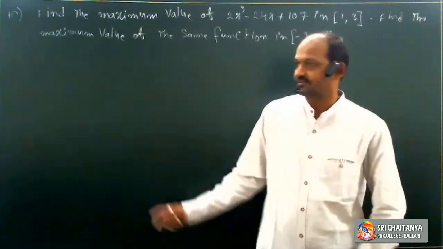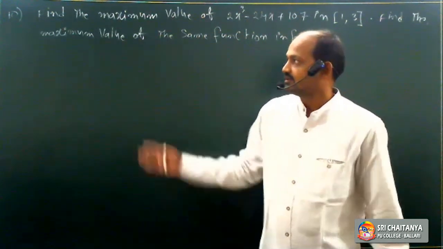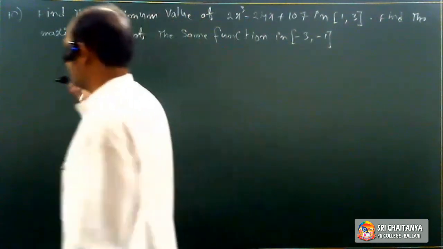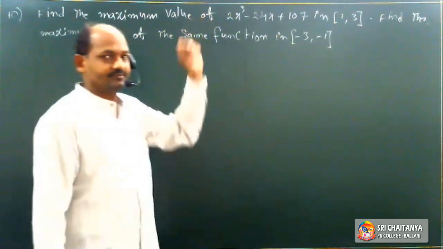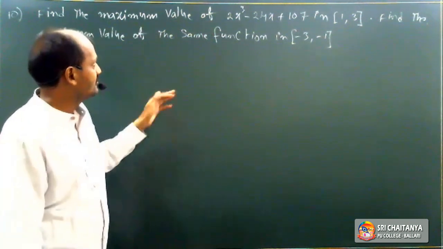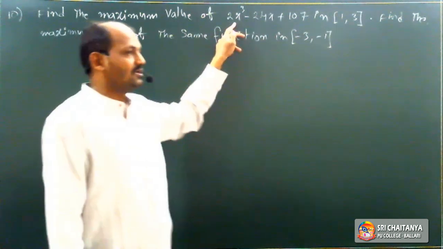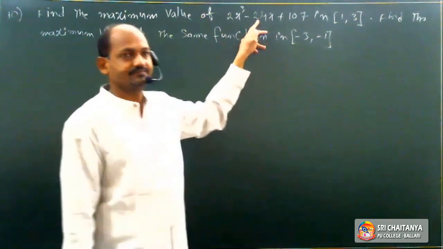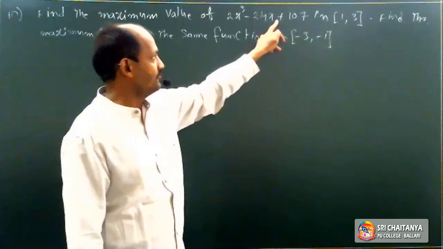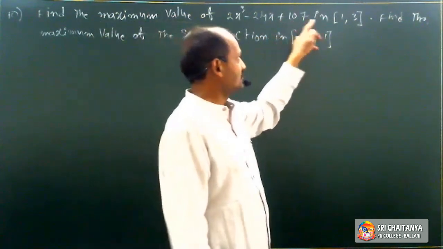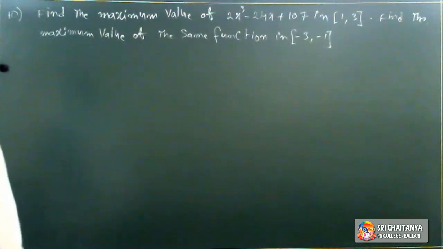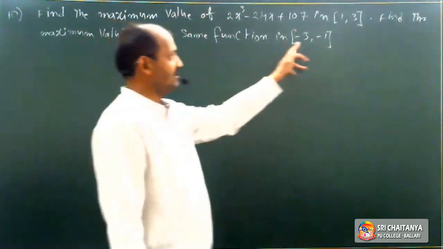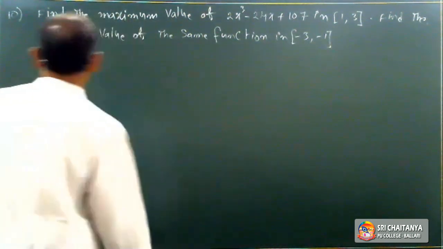Today we are going to discuss maximum and minimum from the 10th question. Find the maximum value of 2x^3 minus 24x plus 107 in [1, 3], and also find the maximum value of the same function in [-3, -1]. Okay?